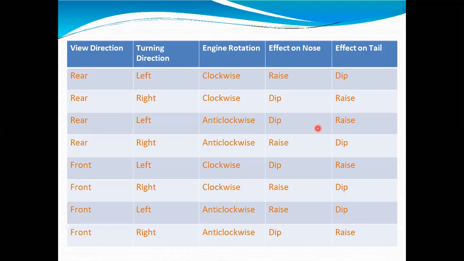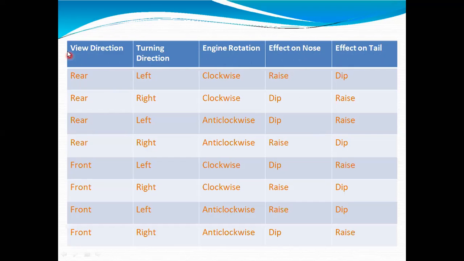So this table will show you directly what the impact will be when the vehicle is taking a turn. So the major impact will be on the nose end and tail end. By this table we can clarify the actual effect by identifying these three conditions of aeroplane rotation.